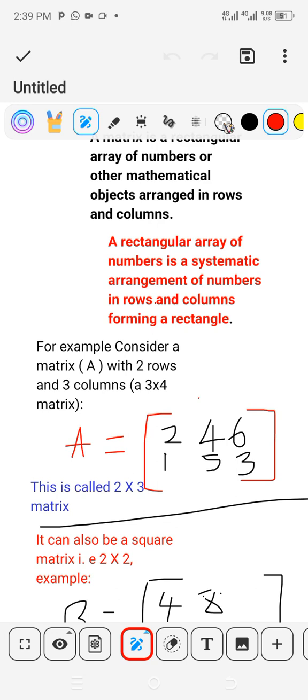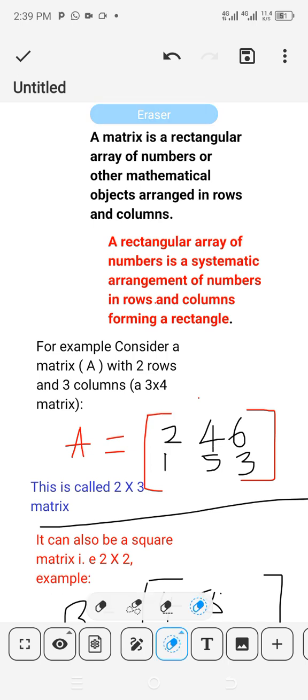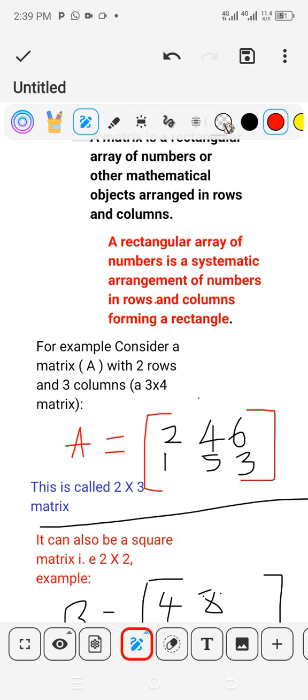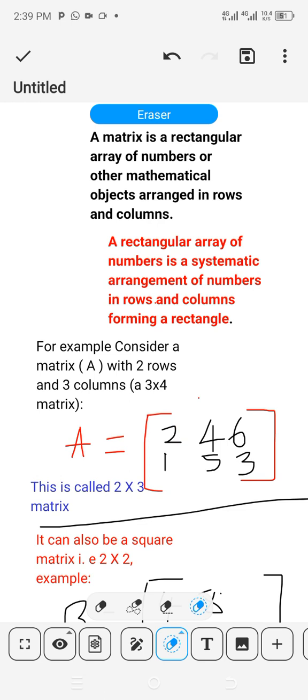So this shaded in black is the column. As you can see, there are 3 numbers. These are the columns. Then also shaded in red is the rows. These are the rows. We have 2 numbers or elements as the rows.